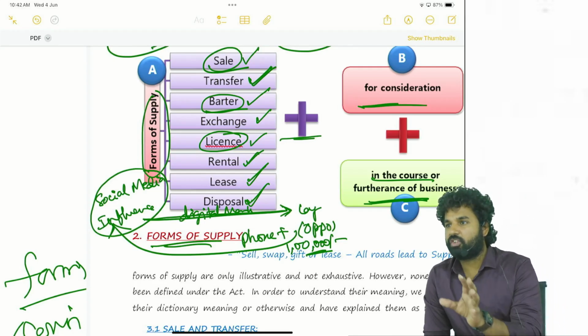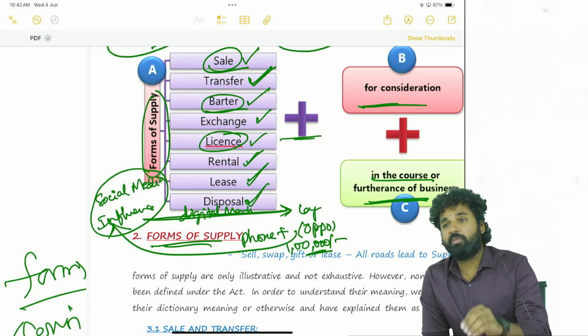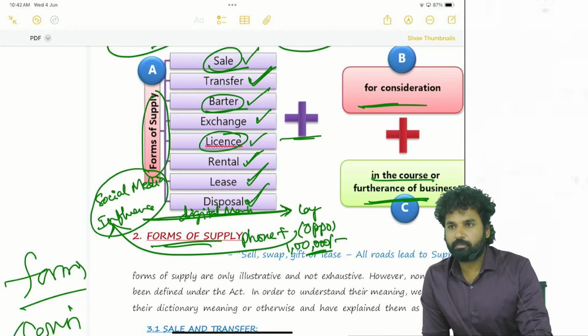This is not an exhaustive list. This is an inclusive list. Any other form could be a form of supply. You got this, right?